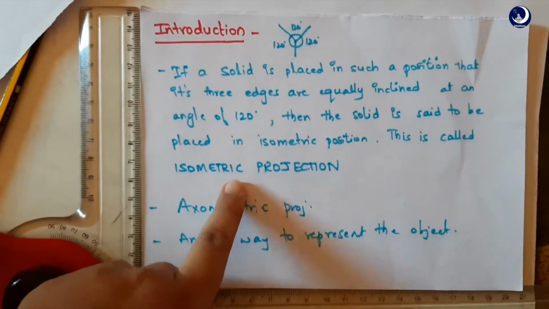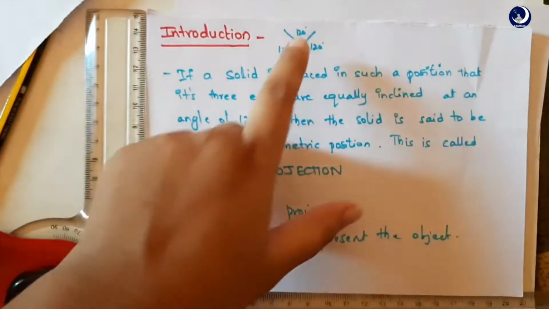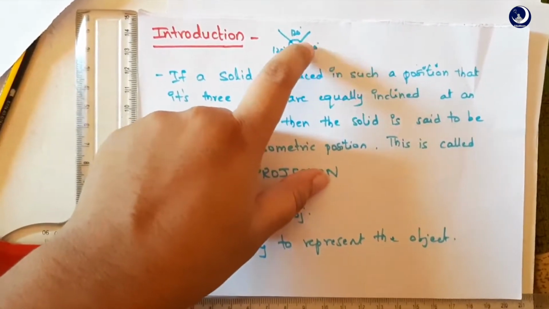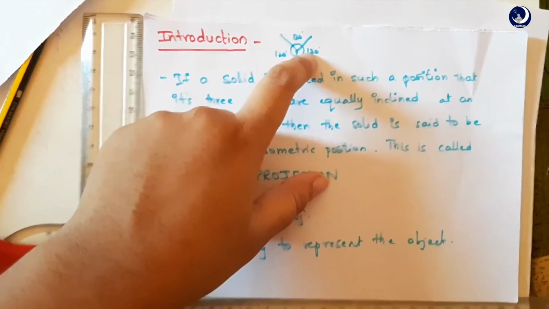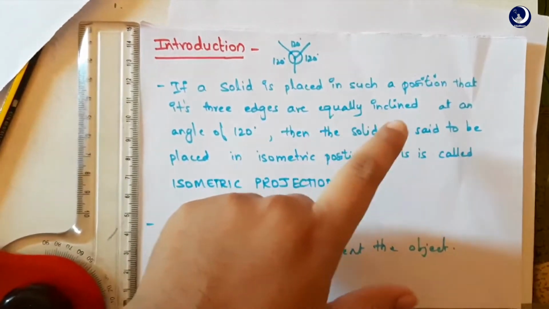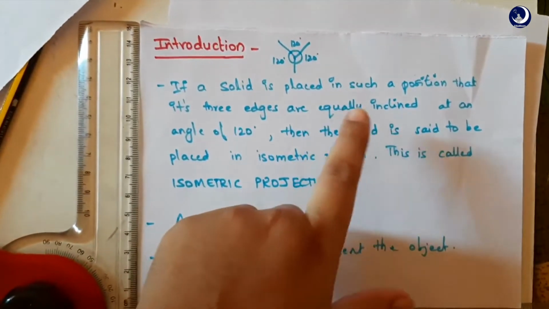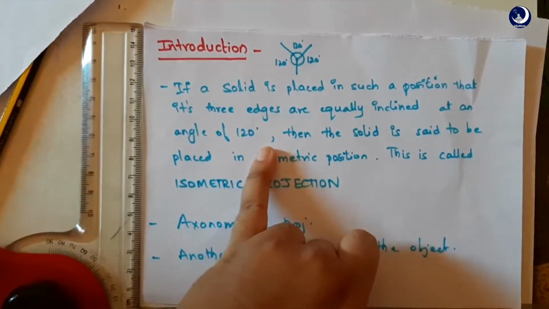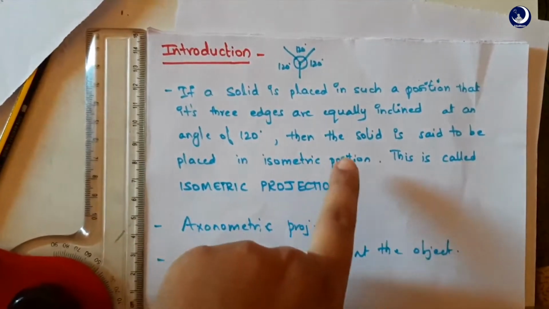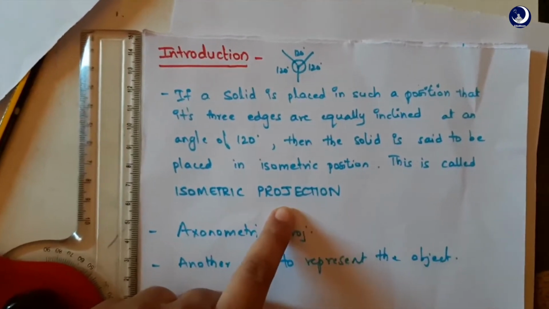Have you ever noticed the corner of a room, or the top corner of your room? It's going to look something like this. Basically the 3 lines are inclined at 120 degrees to each other. Isometric projection is similar to that. If a solid is placed in such a position that its 3 edges are equally inclined at an angle of 120 degrees, then the solid is said to be placed in an isometric position and its projection is called the isometric projection.